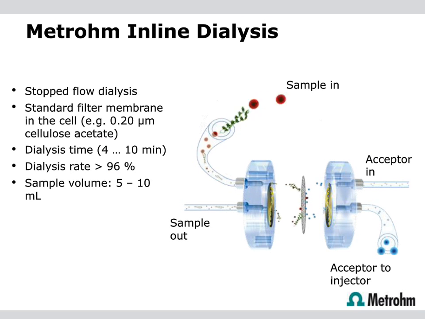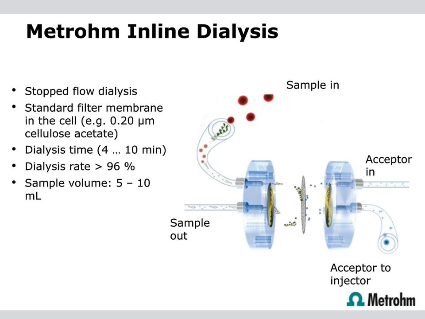So again, you can see we call this stop flow analysis. On the sample side, we have a continuous flow of the sample passing the dialysis membrane. On the right-hand side of the cell, we have the acceptor solution. So typically it takes around 10 minutes for an equilibrium to be reached. After that 10-minute time frame, the acceptor solution is then transported to the injection valve where it's analyzed on the IC. So typically that 10-minute time frame is only lost at the front end of your analysis because we can actually do the dialysis of the second sample whilst the first sample is actually being analyzed.